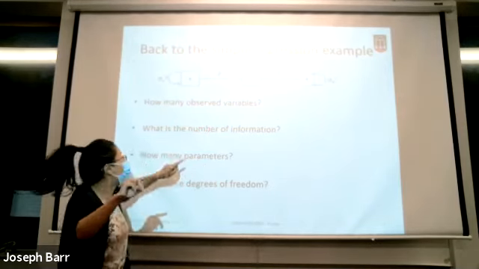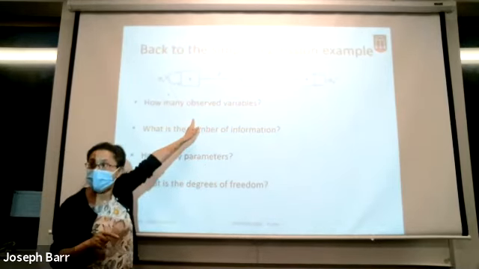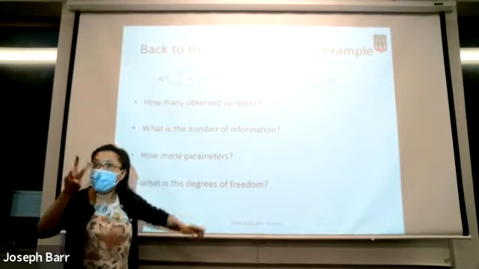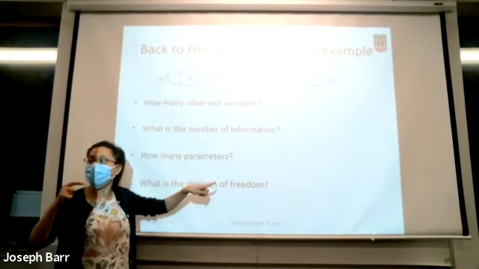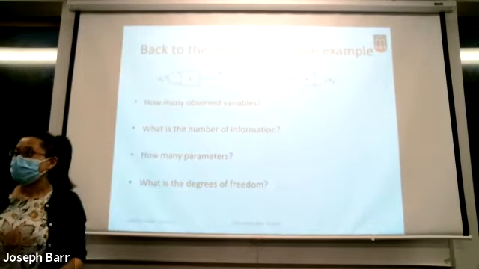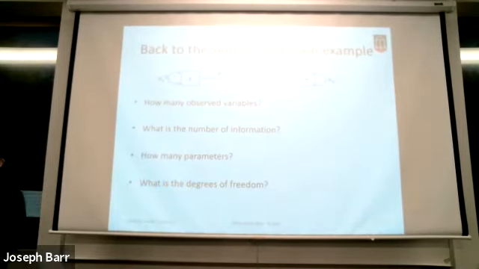Then let me ask you, what is the number of information for this model? When P is 2, what is the number of information? Yes, P times P plus 1 divided by 2, so 2 times 3 divided by 2. We have 3.